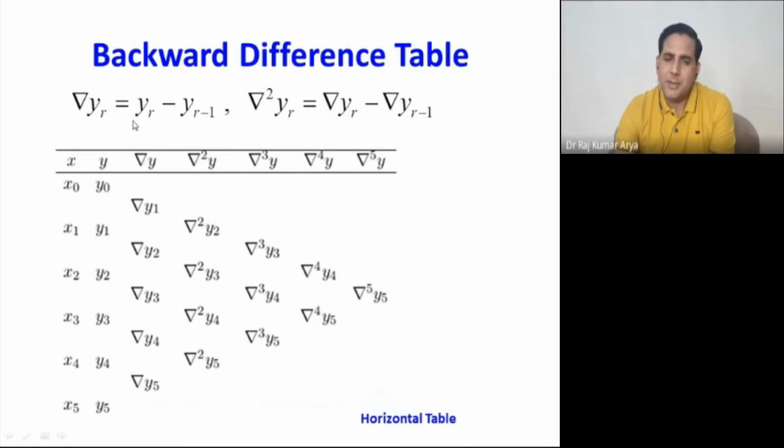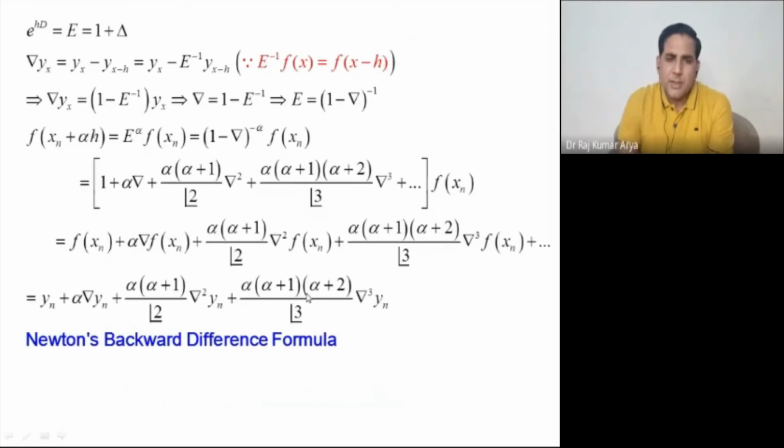So you are just putting yr equal to yr minus y(r-1). The second difference is again the same thing, so you can generate this table here. You get the backward differences y1, then y2, y3, y4, y5. Practically you are going from right to left, and this can be generated the same way. The derivation of this can also be done for backward difference as we did for the forward difference table.